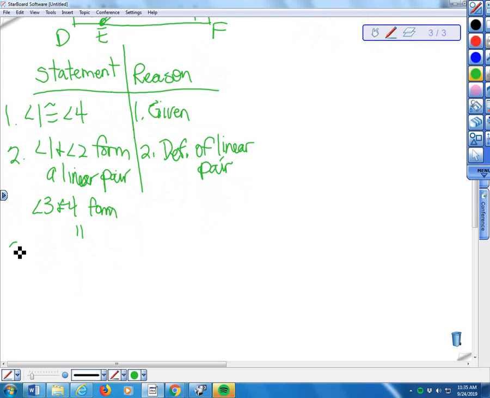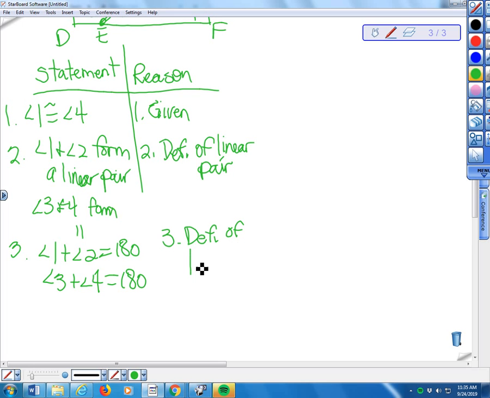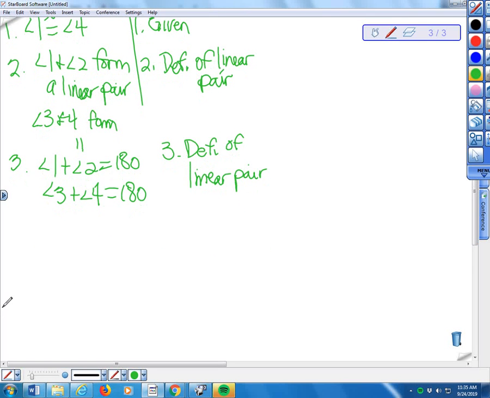Okay, number 3, angle 1 plus angle 2 equals 180. Angle 3 plus angle 4 equals 180. That's also definition of linear pair. Technically, I should have said step 3 is angle 1 and angle 2 are supplementary, definition of linear pair. Then angle 1 plus angle 2 equals 180, definition of supplementary angles. Basically every single step has to be defined, but we'll just go with this for the logic of the proof here.